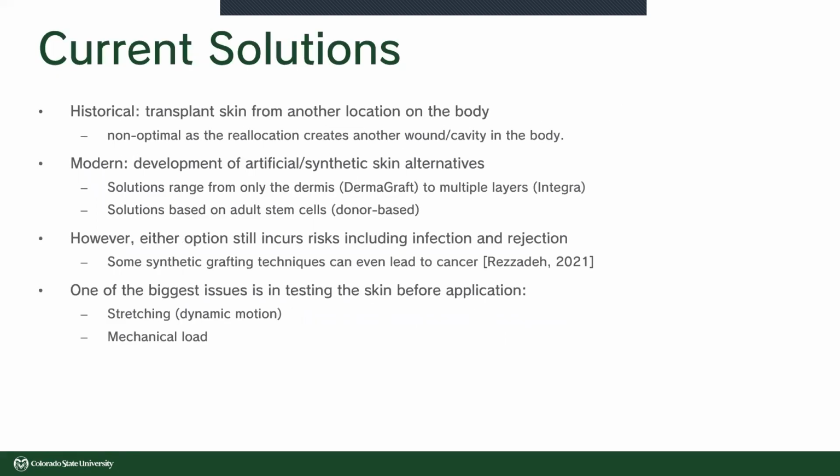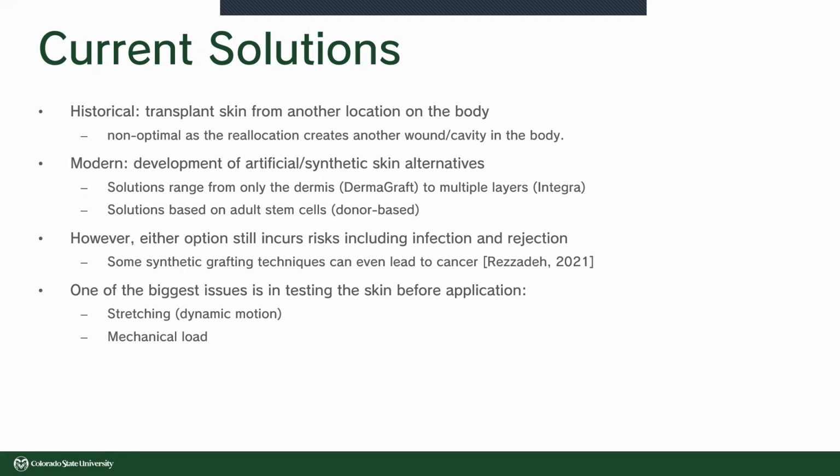So the current solutions related to skin grafting, when we look at the historical or conventional approach, we would take a transplant skin from one part of the body to another. So it might be somewhere like taking skin from the thigh or buttocks and moving it to a large or deep open wound on the arm or the face. But this is not optimal because the allocation creates another wound, right? We're going to cut the skin from one area and move it. So infection can occur at both locations, actually, and it's just not the best case.